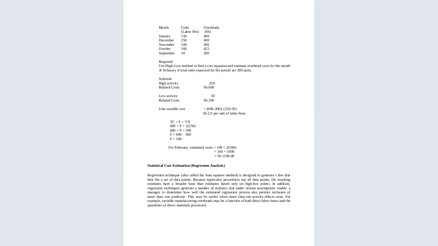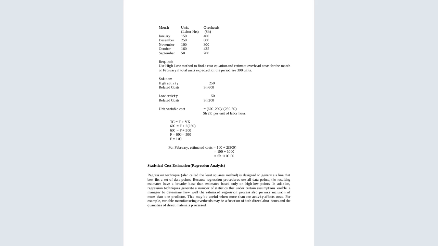However, our cost, which is overheads, is our Y, and the labor hours is our X. So when talking about Y, we take the highest value of Y, which is 600, and then we subtract the lowest value of Y, which is 200. Then we divide by our change in X, the same thing, the highest value of X minus the lowest value of X. So meaning our V will be 2 shillings per unit of labor. If you do the calculation, it will give you 2.